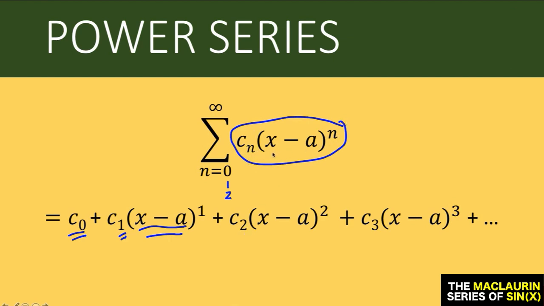When n equals 2, this becomes c sub 2, and this exponent n becomes 2. So we have the quantity x minus a raised to the second power, which is now this term. When n equals 3, this becomes c sub 3, and this exponent becomes 3. So you now have the quantity x minus a raised to the third power. And then we continue the pattern up to infinity, and that is represented by these 3 dots. So this is now the polynomial expansion of this power series.